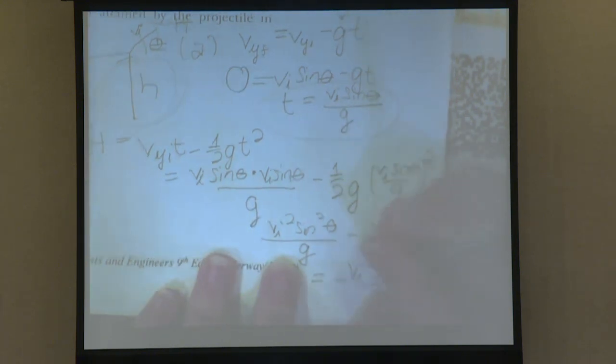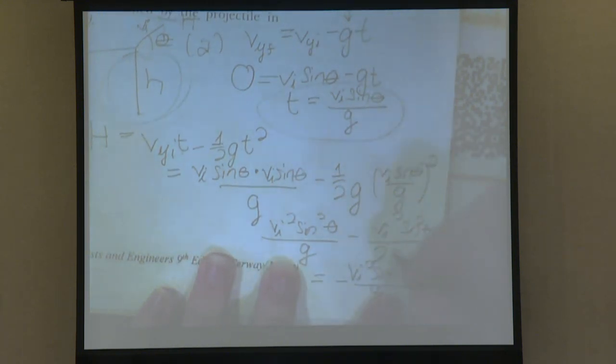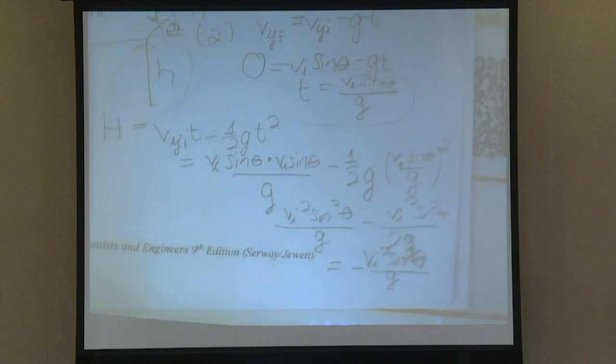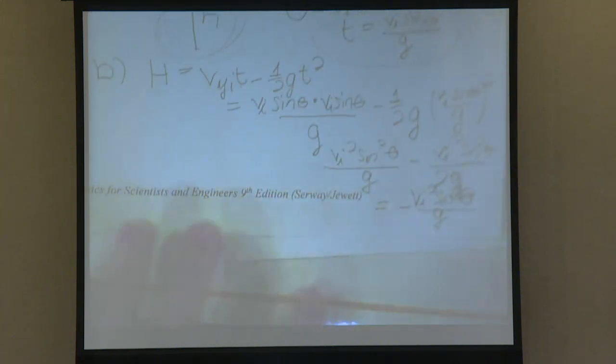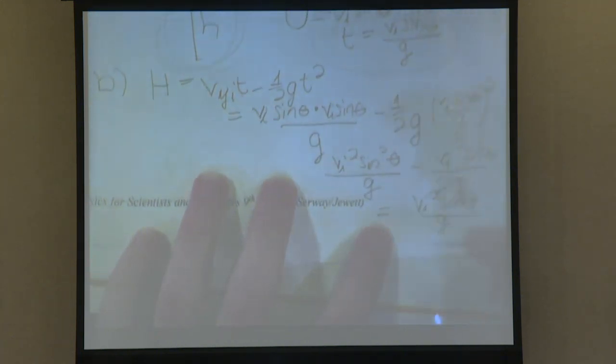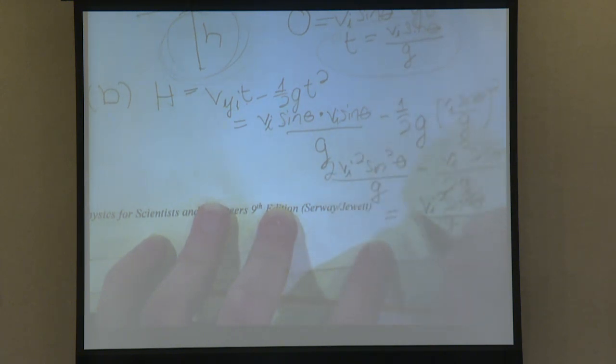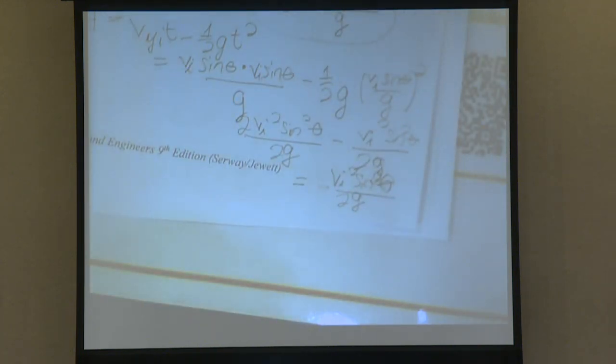Sorry, I'm trying to write neater. G squared theta. Okay. Oh, sorry. So this is going to be half of this, so this is going to be over 2g. This is going to be twice over 2g, and then this is going to be once. Is that better for everyone? Okay.